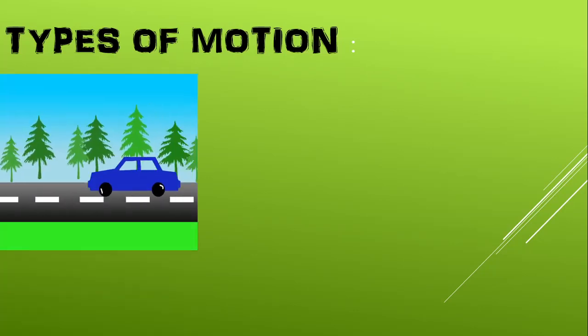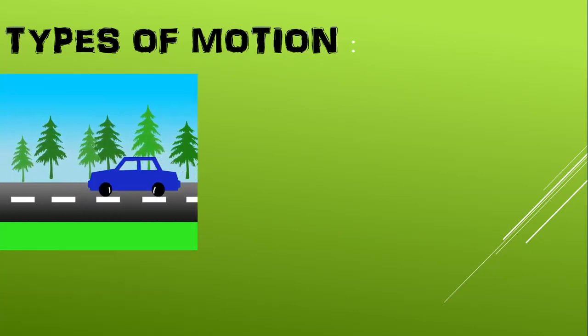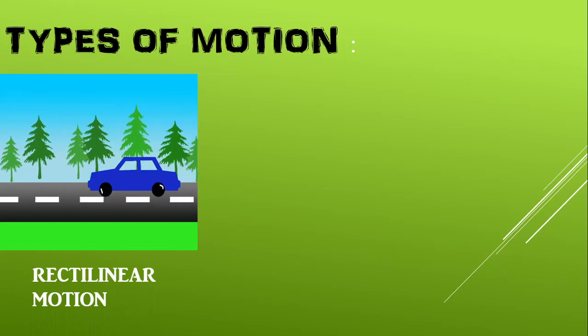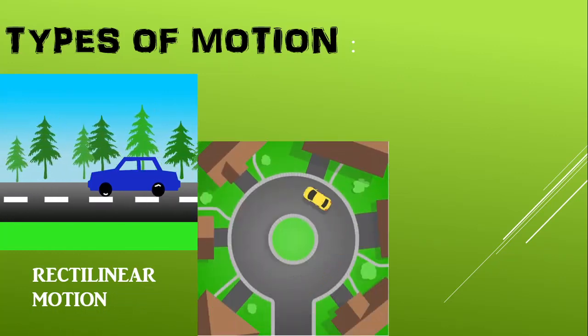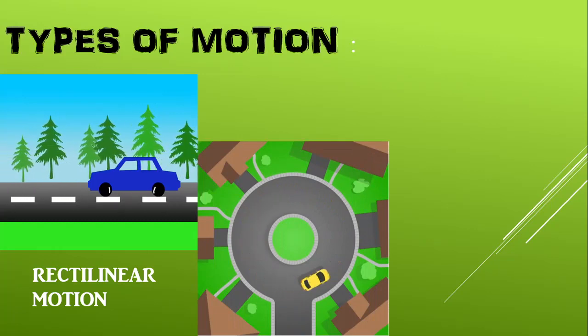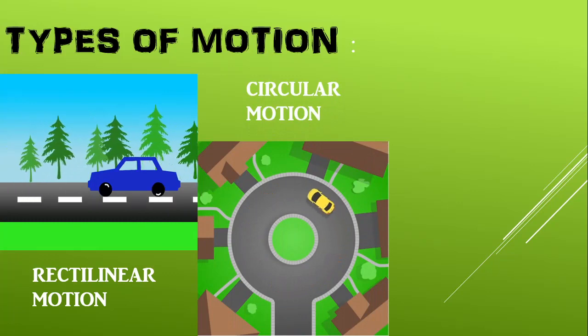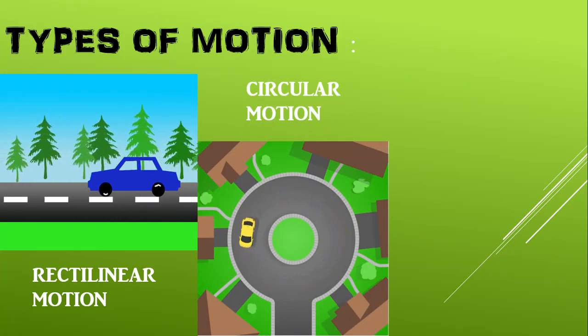When a body is moving in a straight path, it is called rectilinear motion. Example, moving of a car on a straight road, march past of soldiers. When an object is following a circular path, it is called circular motion. Example, moving of a car on a circular path, the moon revolving around the sun.